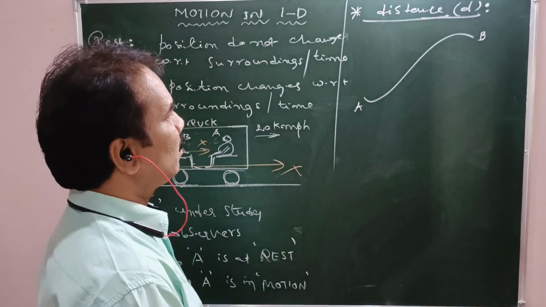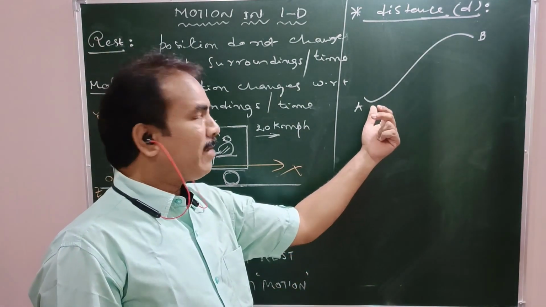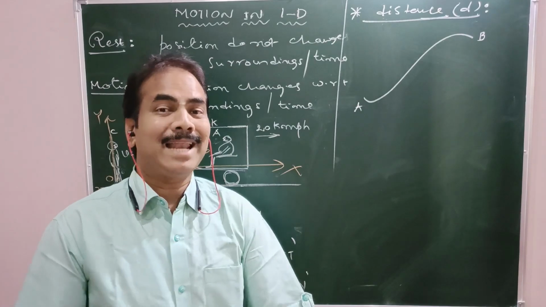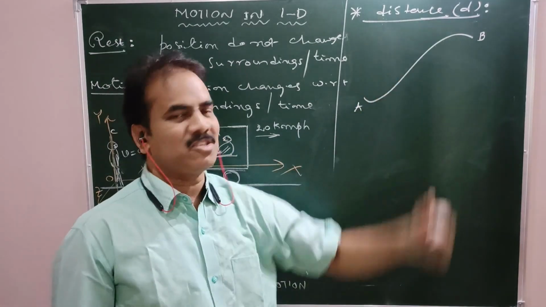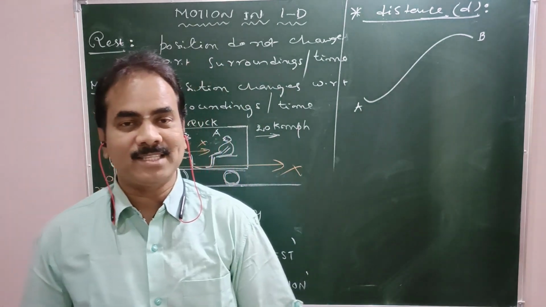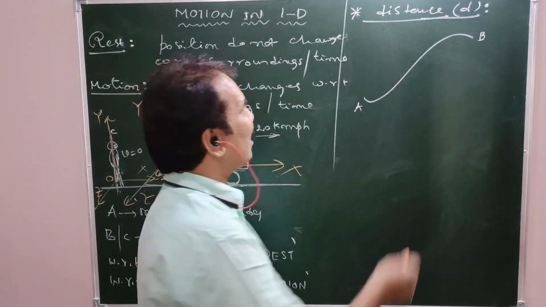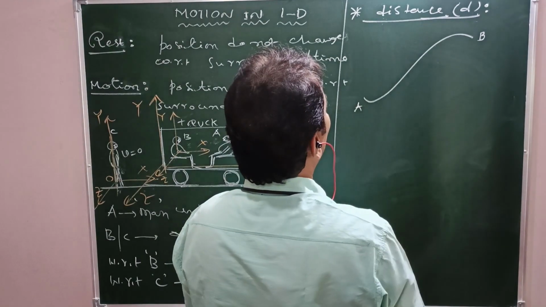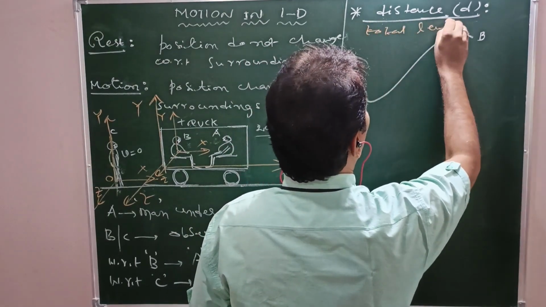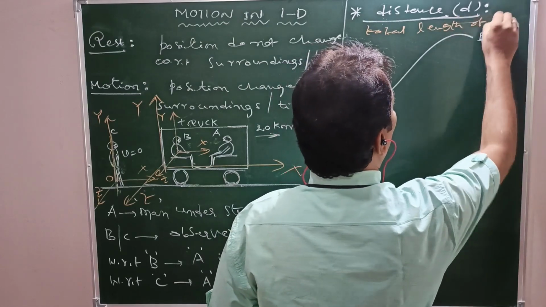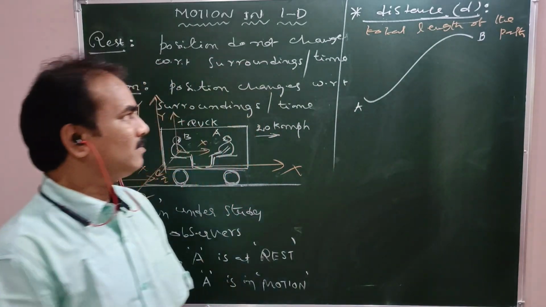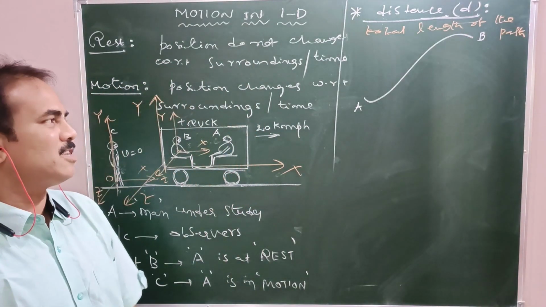Now when a particle or a body is under motion, the total length of the path is said to be distance. The total length of the path covered by that moving particle is said to be distance. The total length of the path is known as distance.